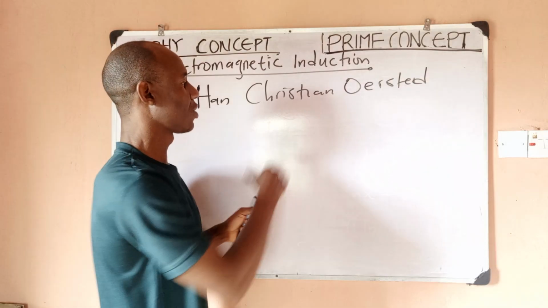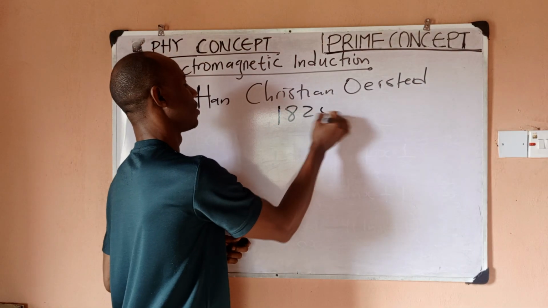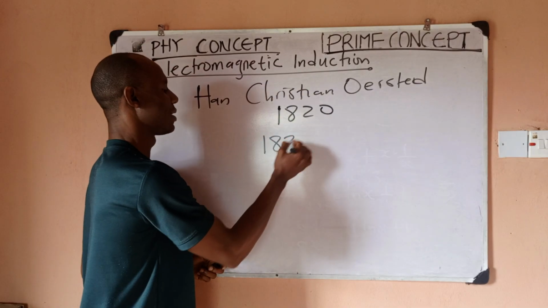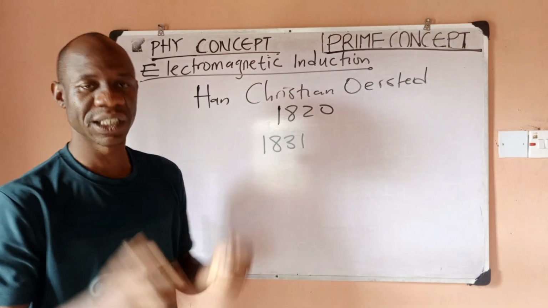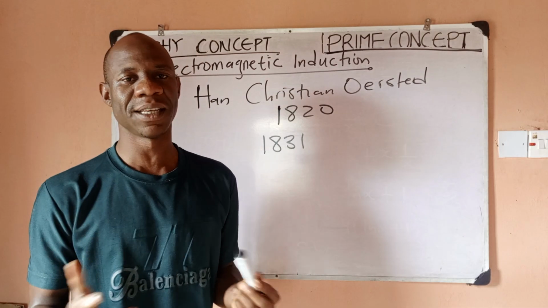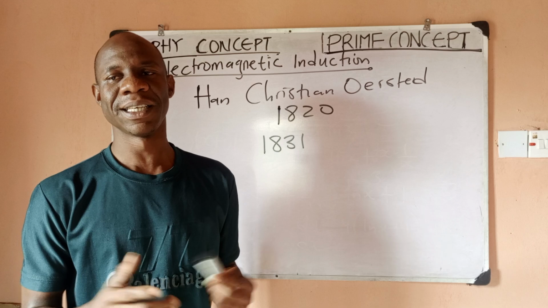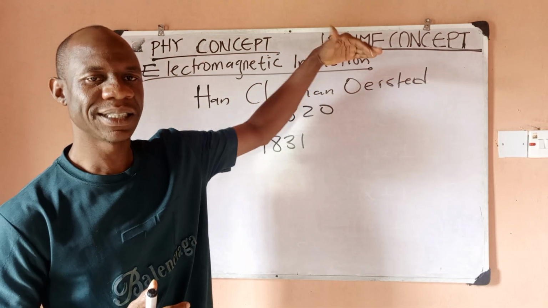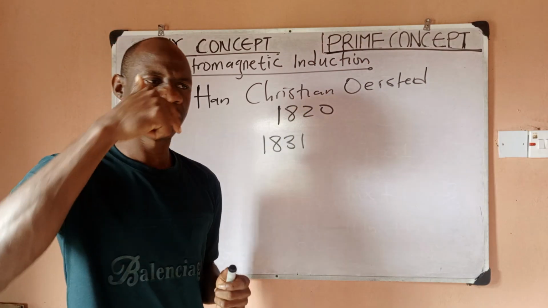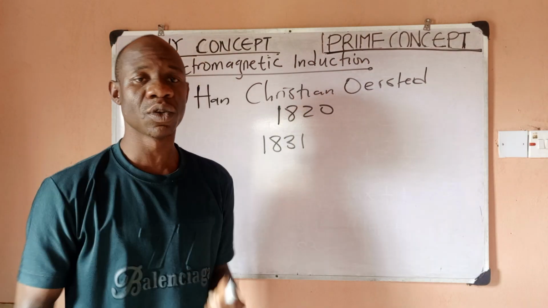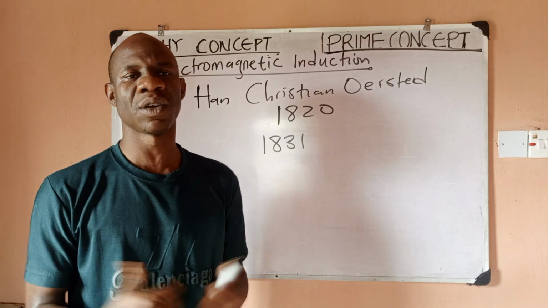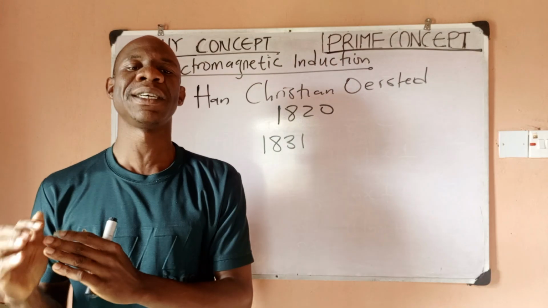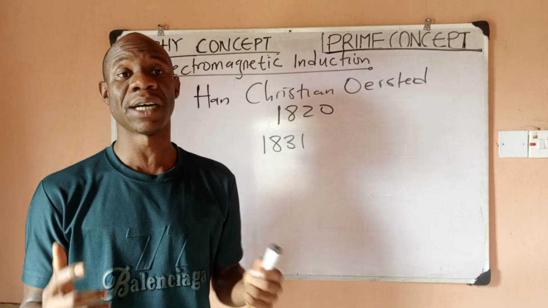He discovered this in the year 1820. Then about 11 years later, in 1831, another scientist came up, Michael Faraday, whom you know as a popular scientist. He asked himself a question: if electricity can create magnetism, does it not mean that the reverse can also be possible? Why not try the reverse and see if magnetism can be used to create electricity? That led him to carry out an experiment.